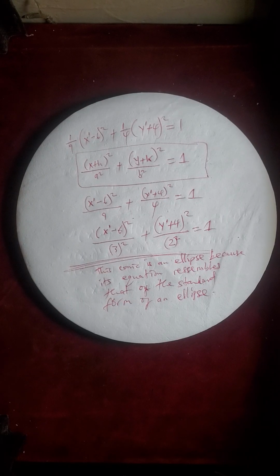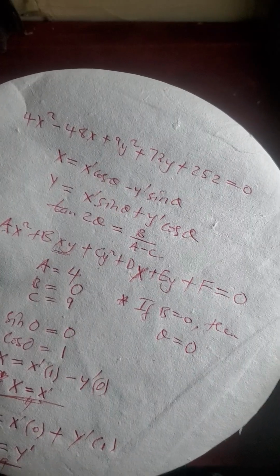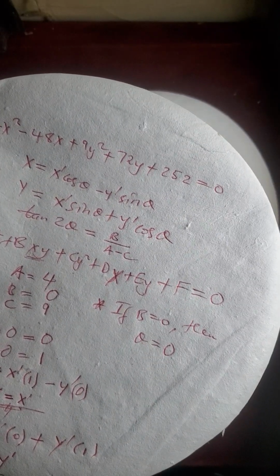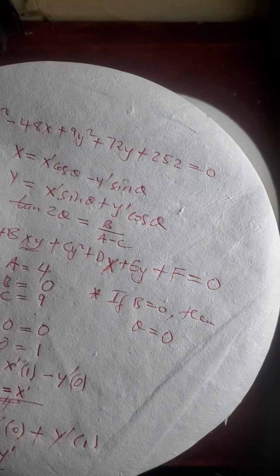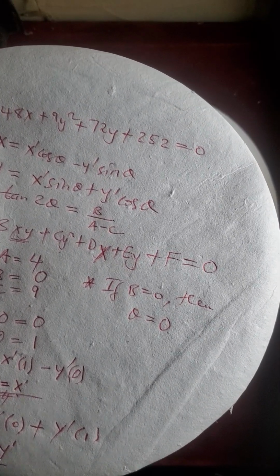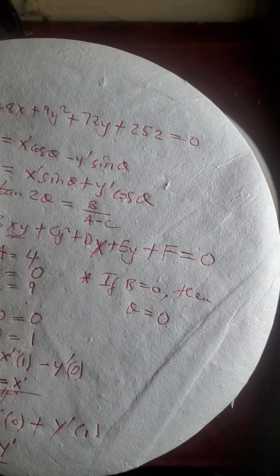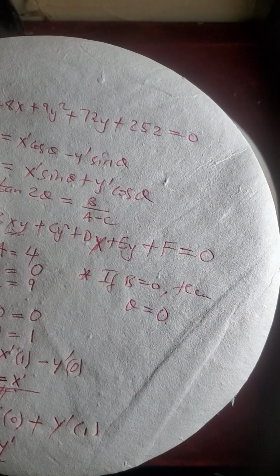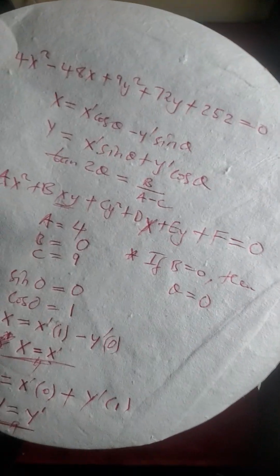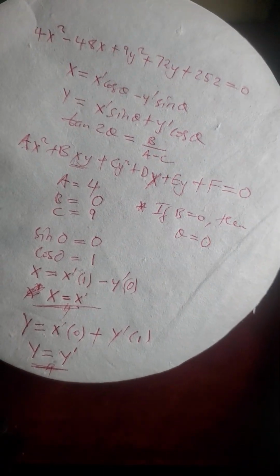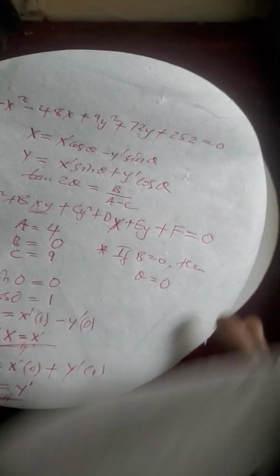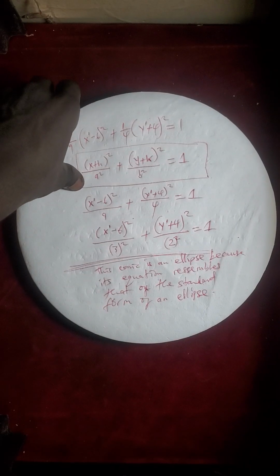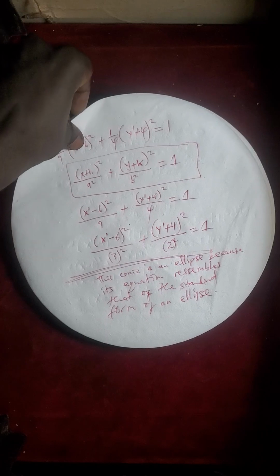So which question were we given? We were given this question here. As you can see, we were given 4x squared minus 48x plus 9y squared plus 72y plus 252 equals 0. And that's what we did. Okay, we have another question which is similar to this one. Let's not take much time on this one. So let's just go straight to the question which is similar to this one.